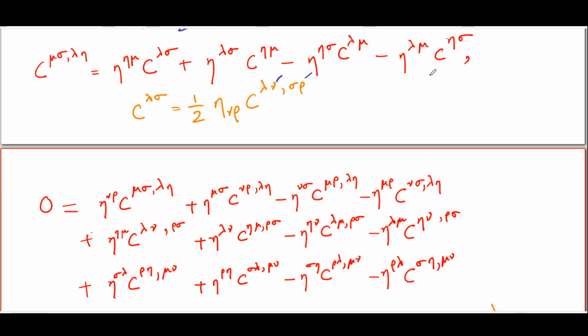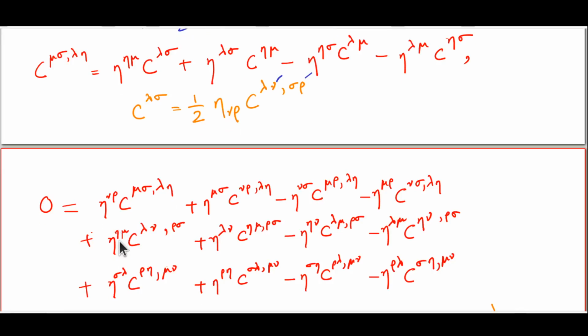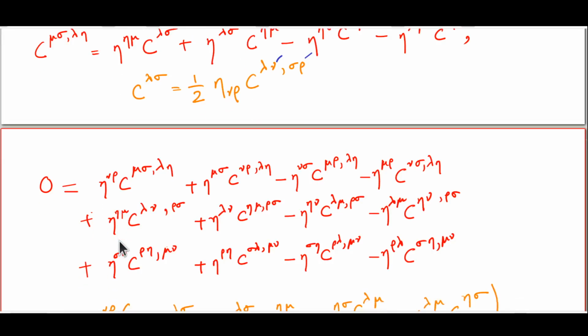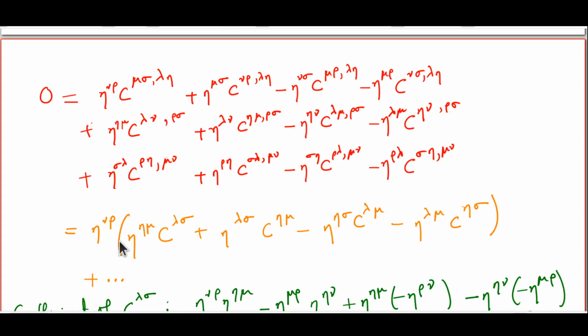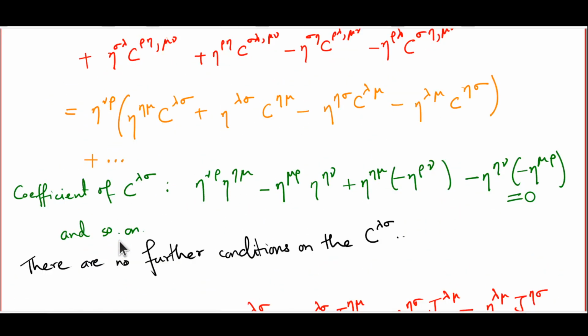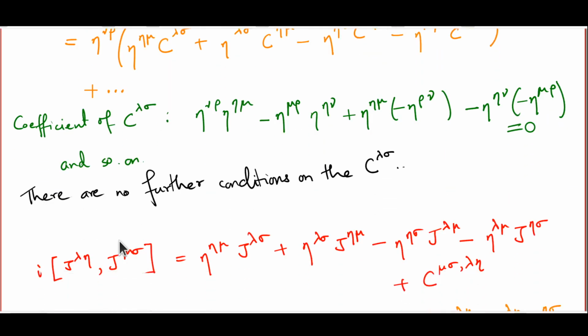Now this particular expression might actually look rather familiar. This essentially looks almost the same as the JJ commutation relation that we had without central charges. And that actually is going to come in very handy for us. Remember, C mu sigma comma lambda eta is a central charge which appeared in the commutation relation between J lambda eta and J mu sigma. And this was the commutation relation.